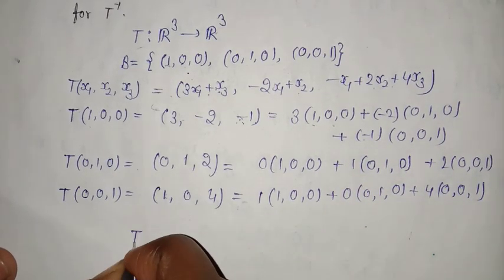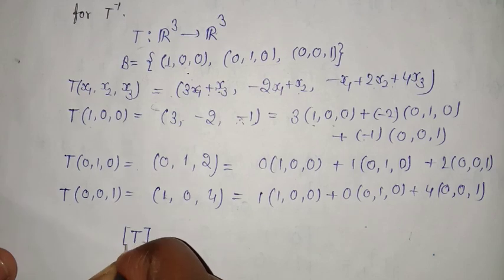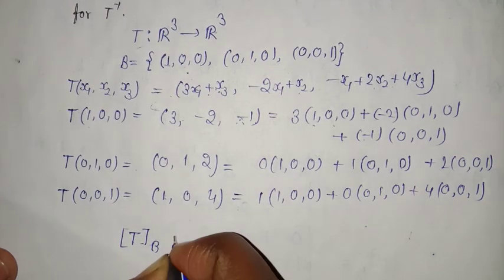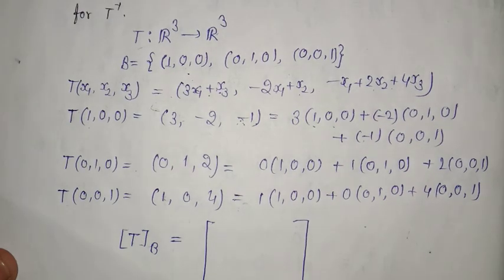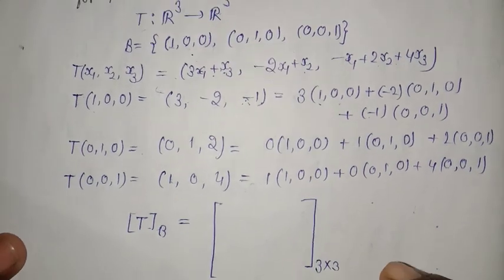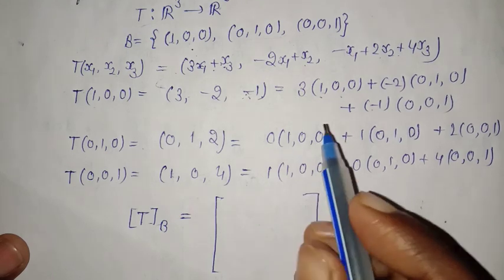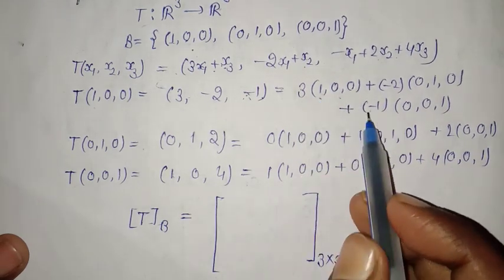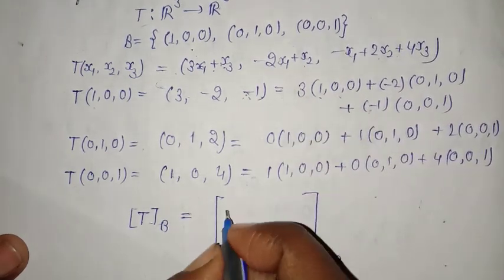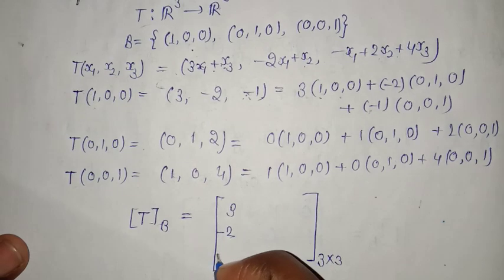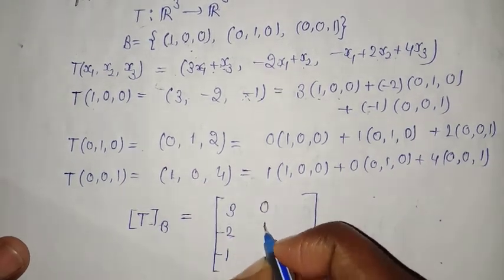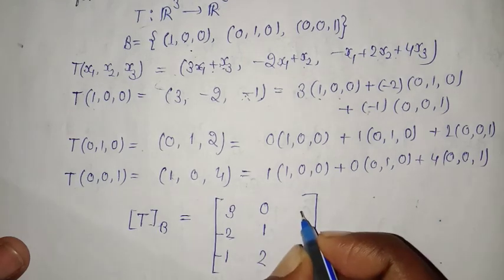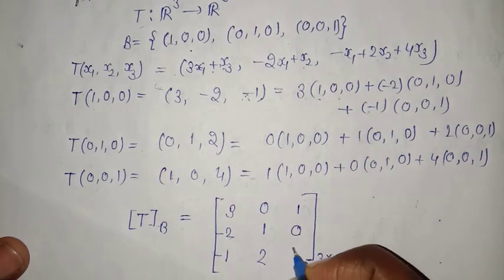Now if we write the transformation matrix related to the basis B, this is a 3 cross 3 matrix since both the spaces were the same, and now we will put the scalars in the form of columns, that is 3, -2, -1, and the next column will be 0, 1, 2, and the other column will be 1, 0, 4.